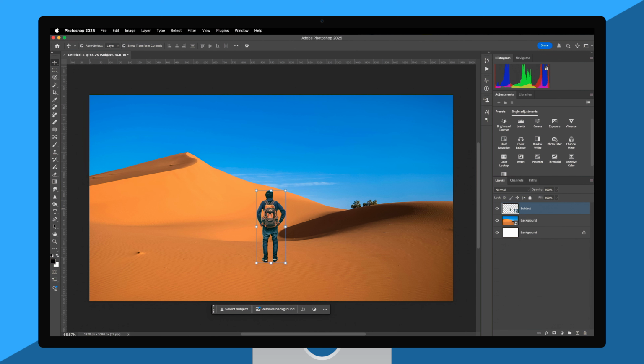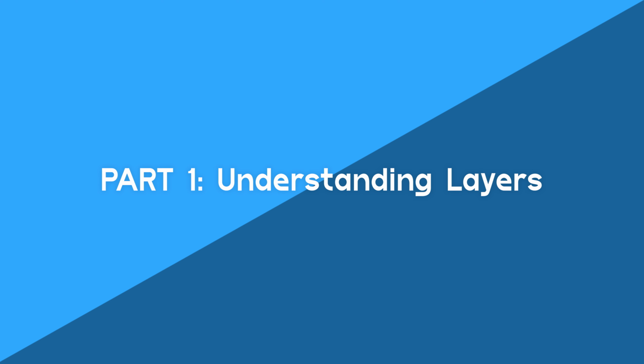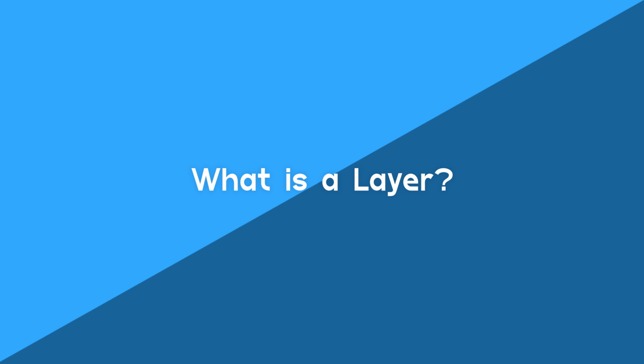Now let's talk about layers themselves, what they are and how they work. Part 1. Understanding layers. So what is a layer? Think of layers like sheets of glass stacked on top of each other. Each layer holds part of your design, an image, text, brushstrokes, and they all stack up to create your full composition. In our case, the bottom layer is our desert background, and the top layer is the person we're going to blend into the scene.